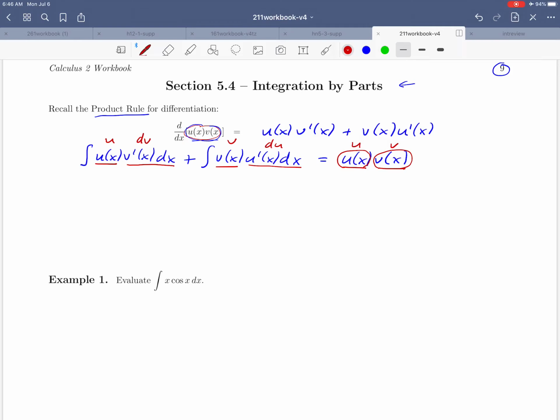We're going to take that and do one more algebraic thing by taking this integral that I'm circling and just subtracting it over to the right-hand side of the equation. If we do that, we get a formula that looks like the integral of u dv equals uv minus the integral of v du. That formula is called the formula for integration by parts.